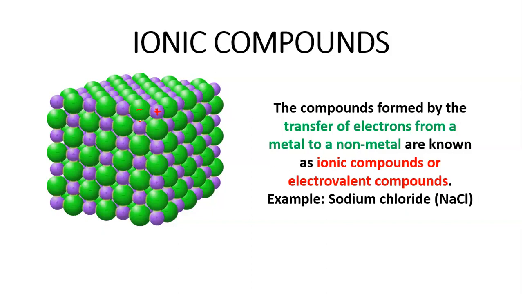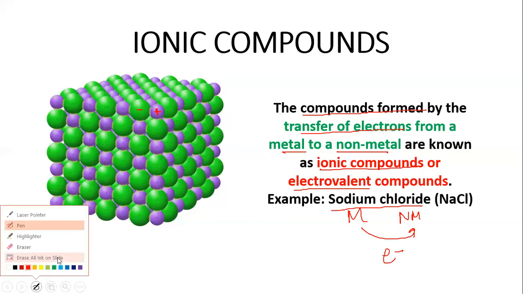No molecules are present. So whenever in a compound there is a metal and a non-metal, that means it is an ionic compound. So the compounds which are formed by transfer of electrons from a metal to a non-metal are called ionic compounds or electrovalent compounds. So the example is sodium chloride, NaCl. Sodium is a metal, chlorine is a non-metal. So there's a transfer of electrons from a metal to a non-metal, and it gives rise to the formation of an ionic compound. Is it clear? Yes, ma'am. Okay, so write down the definition of ionic compounds and the example.